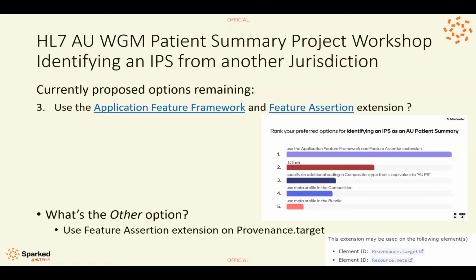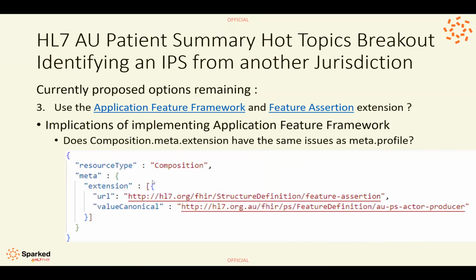But there was another. So what's the other? There was a suggestion that we use the feature assertion extension on the provenance, which is actually allowed as per that feature assertion extension. You can see on the bottom right corner there that it can be both on a resource.meta, as was previously proposed, or on the provenance.target. So that was actually quite an interesting one, but that's where the working group meeting got to.